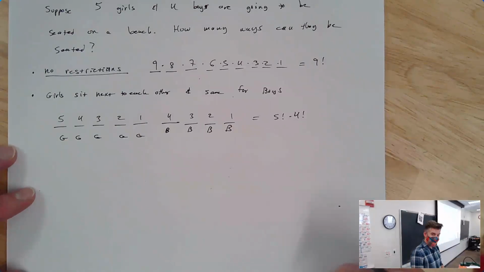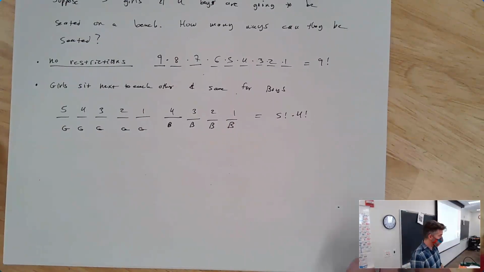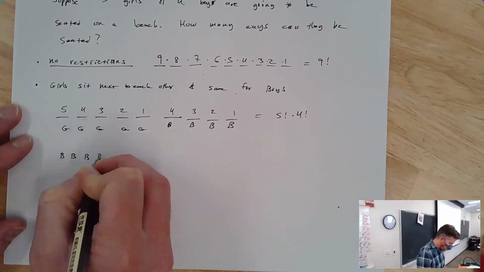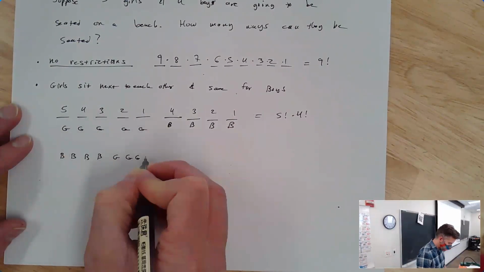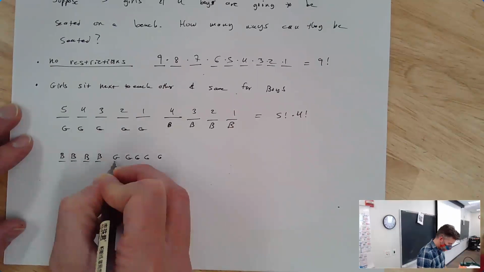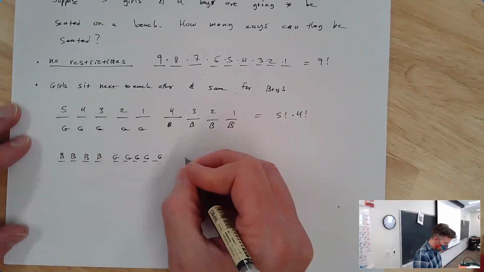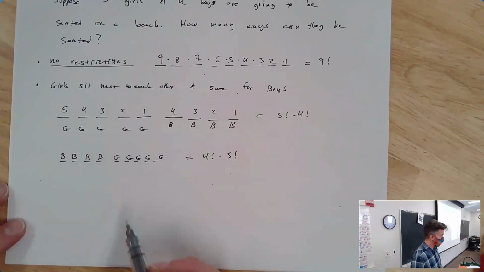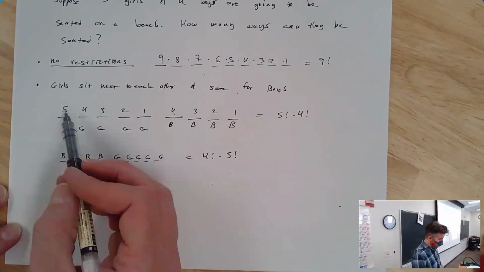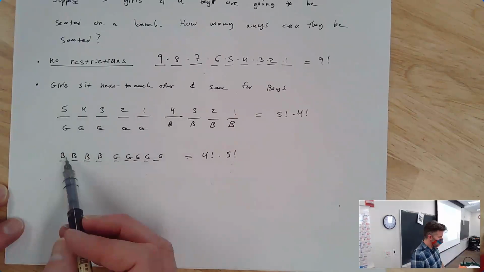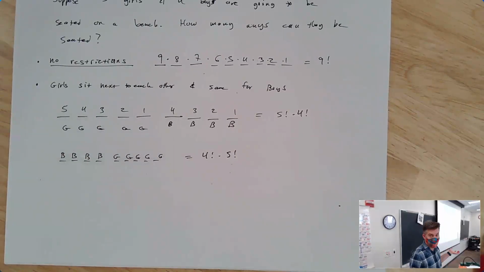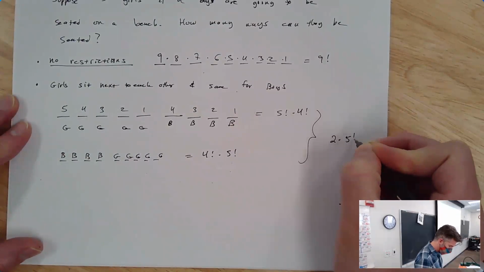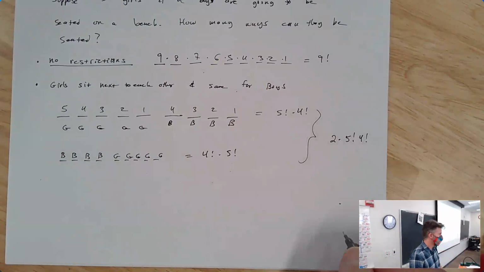But no one said the girls are the ones who had to sit on the left. So it could also be the case that we have boy, boy, boy, boy, and then girl, girl, girl, girl, girl. Which would also have 4 factorial times 5 factorial possibilities. And they're definitely different than those ones, right? All these possibilities have had a girl in the leftmost seat. All of these have a boy in the leftmost seat. They are definitely different. So altogether we have 2 times 5 factorial times 4 factorial possibilities.